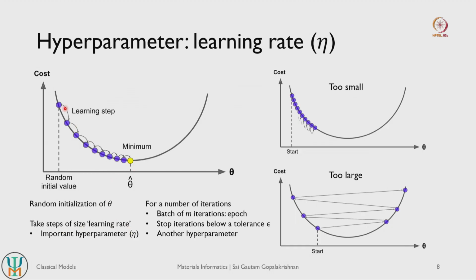So the size of this step is what is determined by your learning rate. This is a very important hyperparameter. Learning rate determines what steps you are going to take as you keep evaluating your gradients in your approach to your minimum value here.